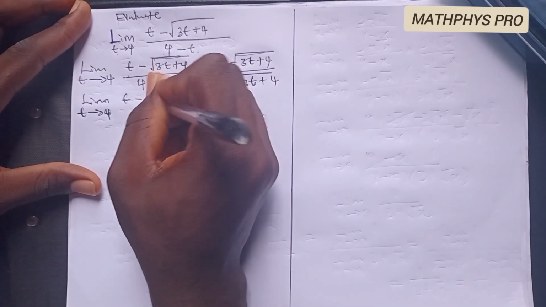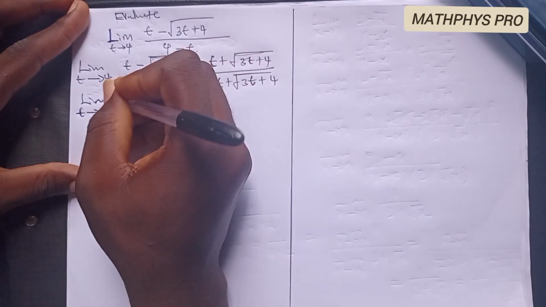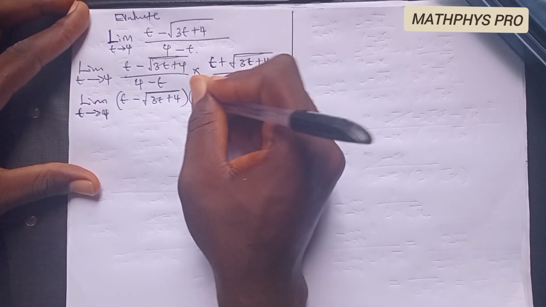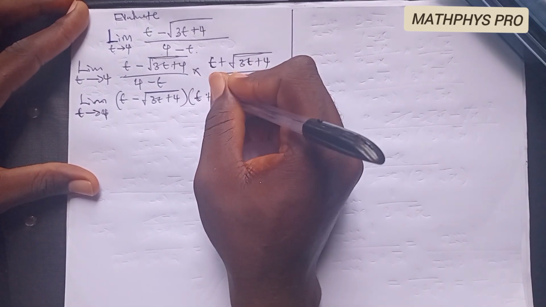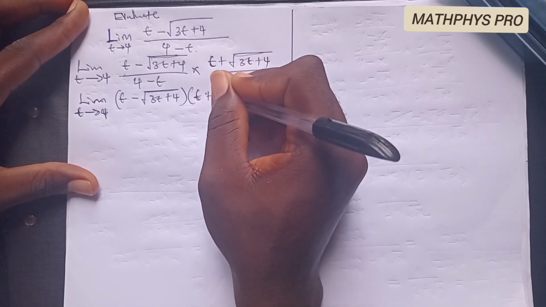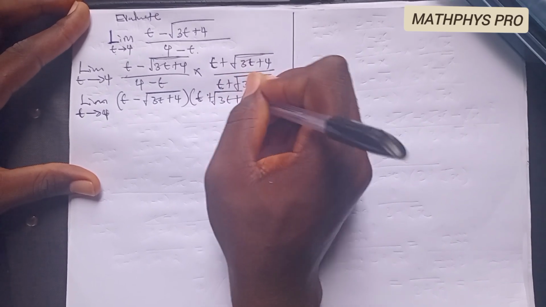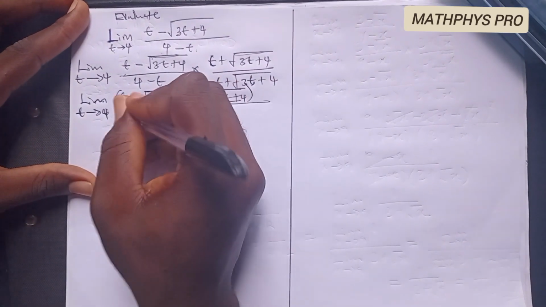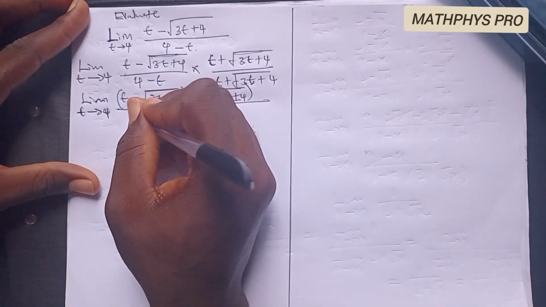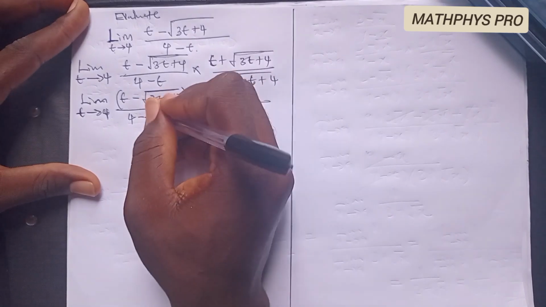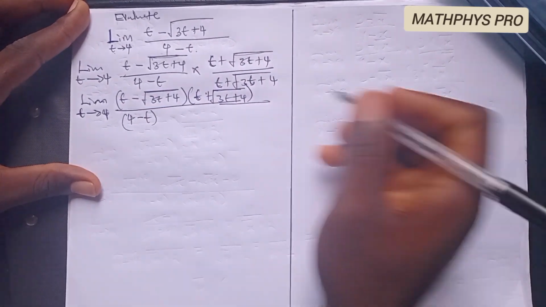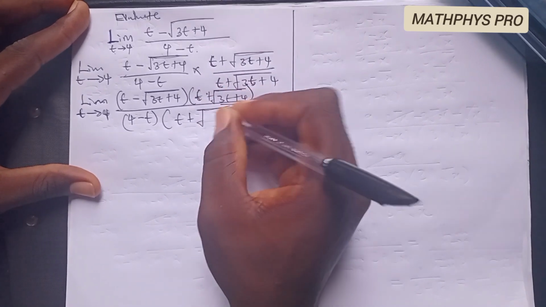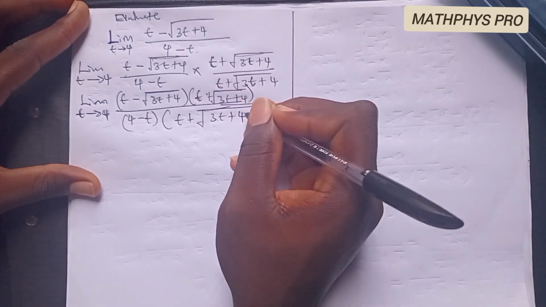So root 3t plus 4 times t plus root 3t plus 4 over 4 minus t times t plus root 3t plus 4.